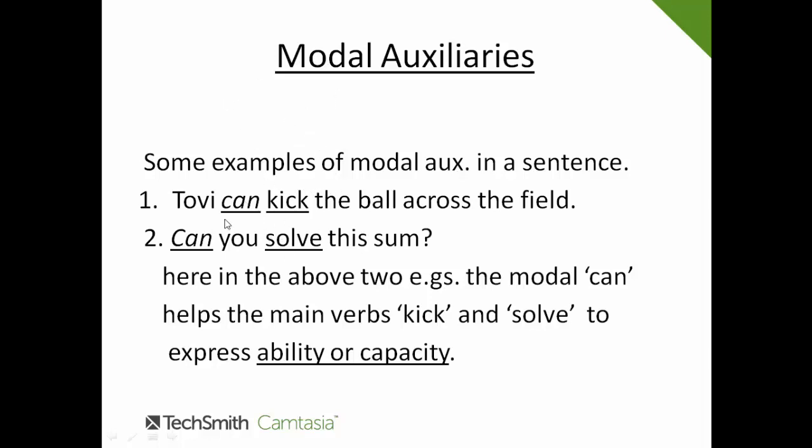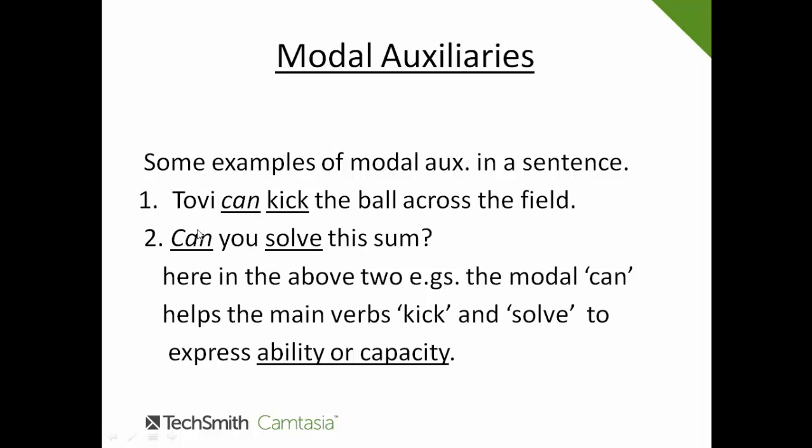Okay, some examples of modal auxiliaries in a sentence. If you take a look at this first example, Tovi can kick the ball across the field. You can see that the modal auxiliary verb is underlined and italicized, whereas the main verb is just underlined. The modal auxiliary can assists the main verb kick.